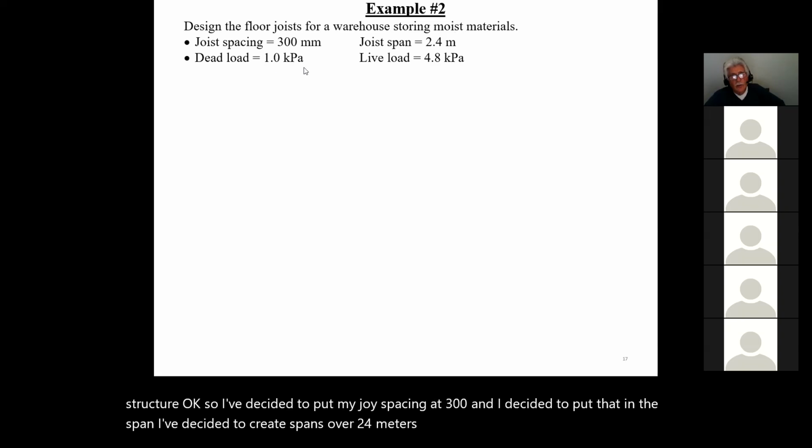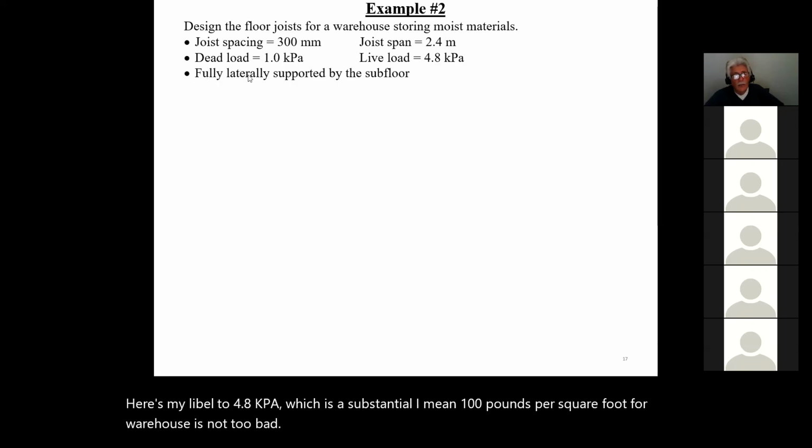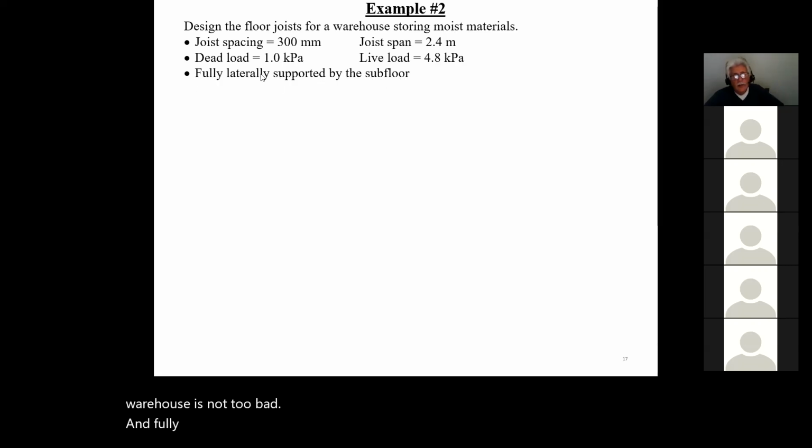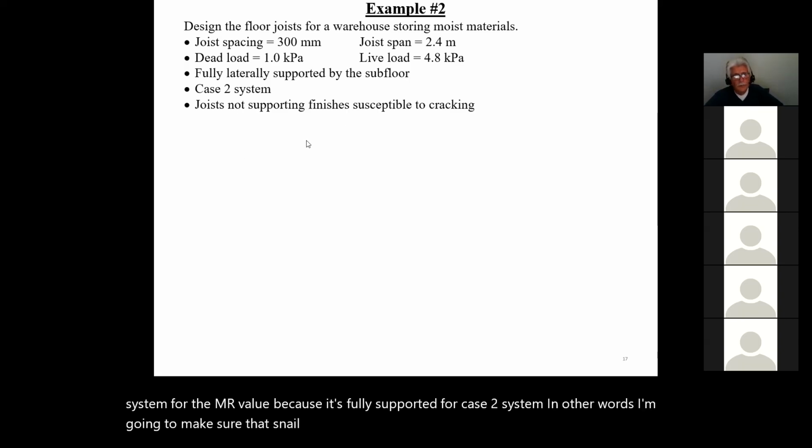Here's my dead load of 1.0 kPa. Here's my live load of 4.8 kPa, which is a substantial 100 pounds per square foot for a warehouse, but not too bad. And full lateral support is present, so therefore I have a case 2 system. I can still use a case 2 system for the MR value because it's fully laterally supported by the floor. In other words, I'm going to make sure that it's nailed properly to my sheeting.